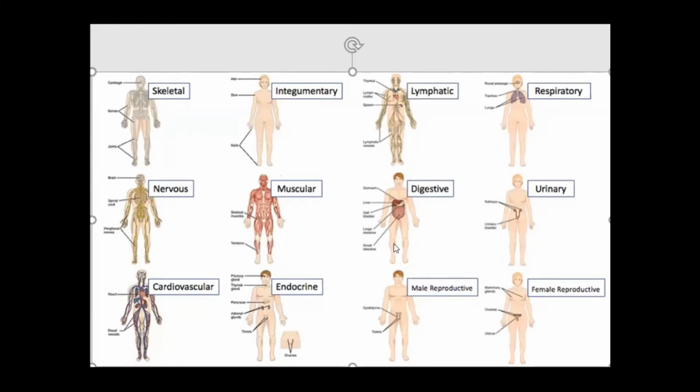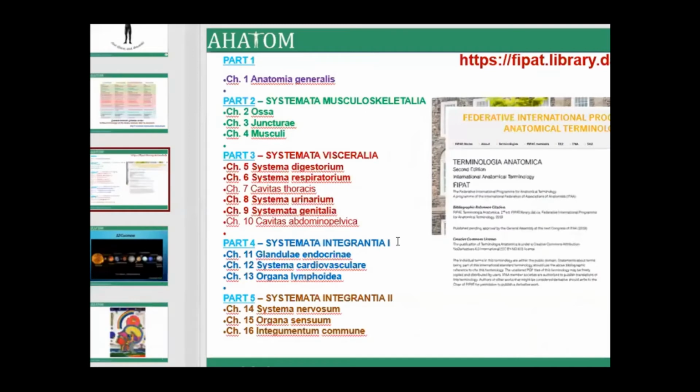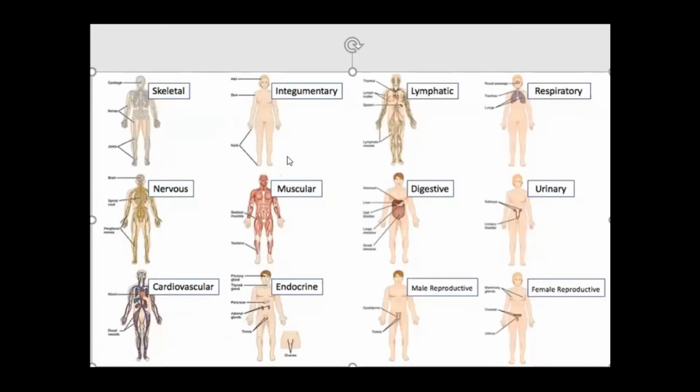Next time will be three systems of the integral first: endocrine, cardiovascular, and lymphoid. And in the finish, sense organs, nervous system, integument, commune. Integument is represented here, but the fourth system is absent, plus sense organs. Yes, sense organs are absent here.